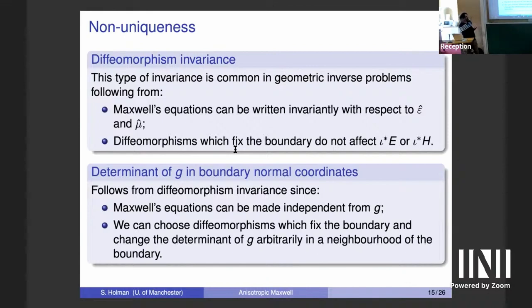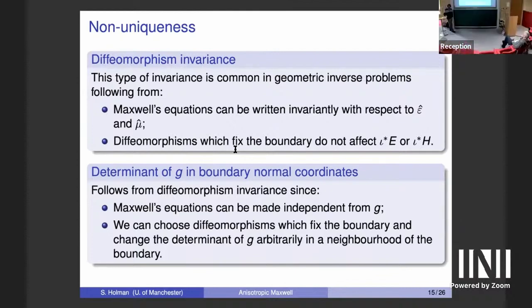And this is related to trying to go from, we did this because we wanted to go from epsilon hat and mu hat, the G-independent parameters, to epsilon and mu. So the key factor that you would need for that is the volume form of G. It's kind of the conformal factor that's involved in that transformation. And then fixing your boundary normal coordinates is kind of breaking the gauge.